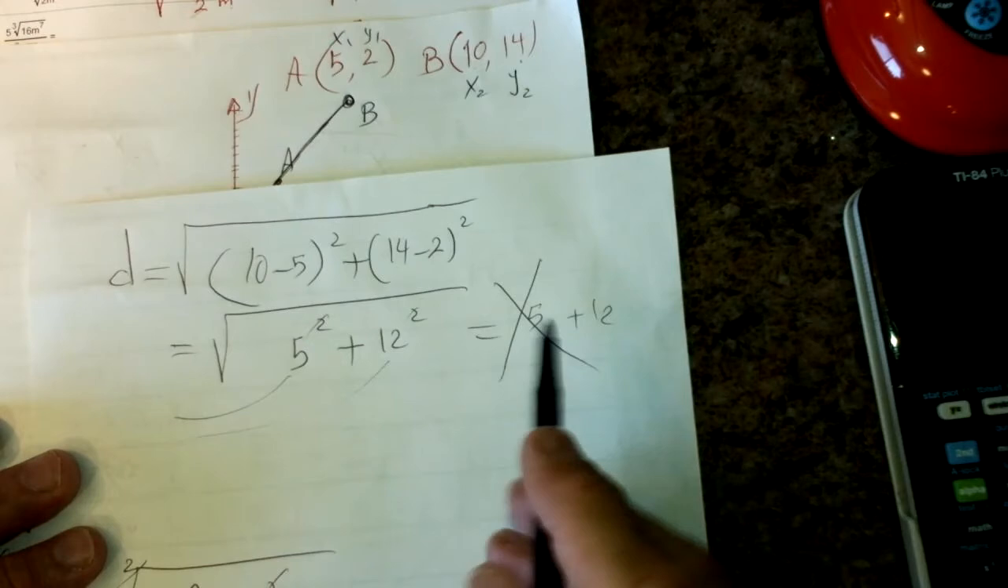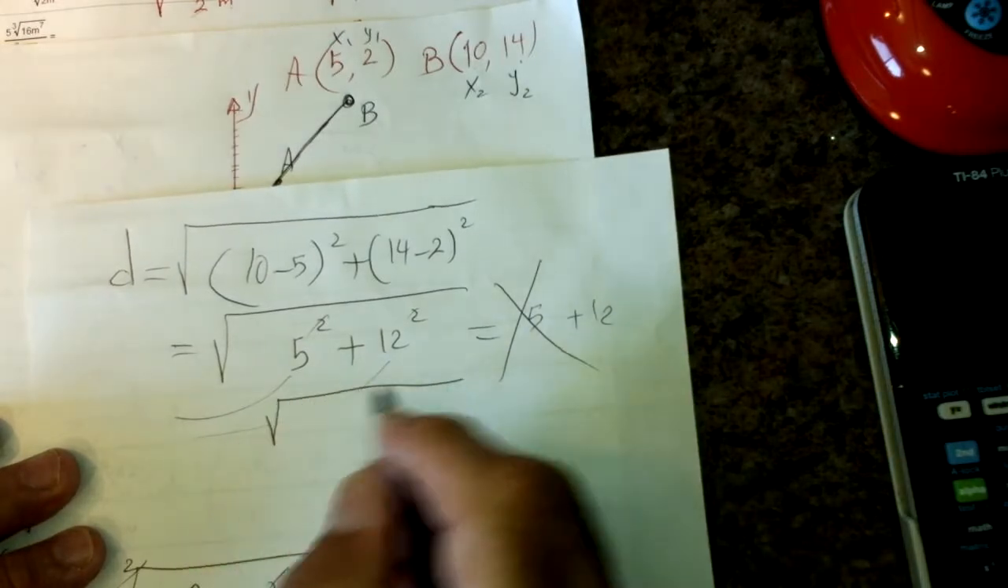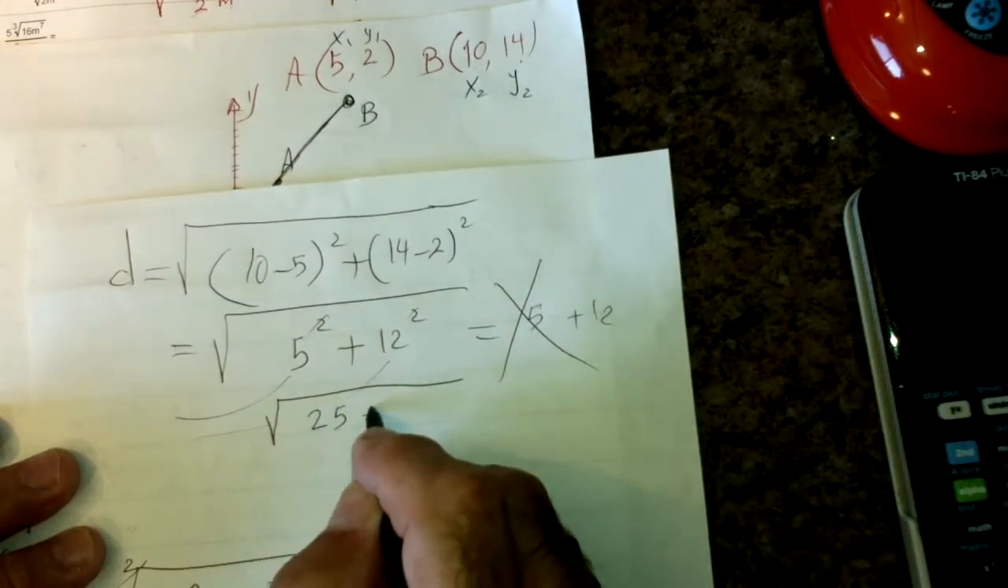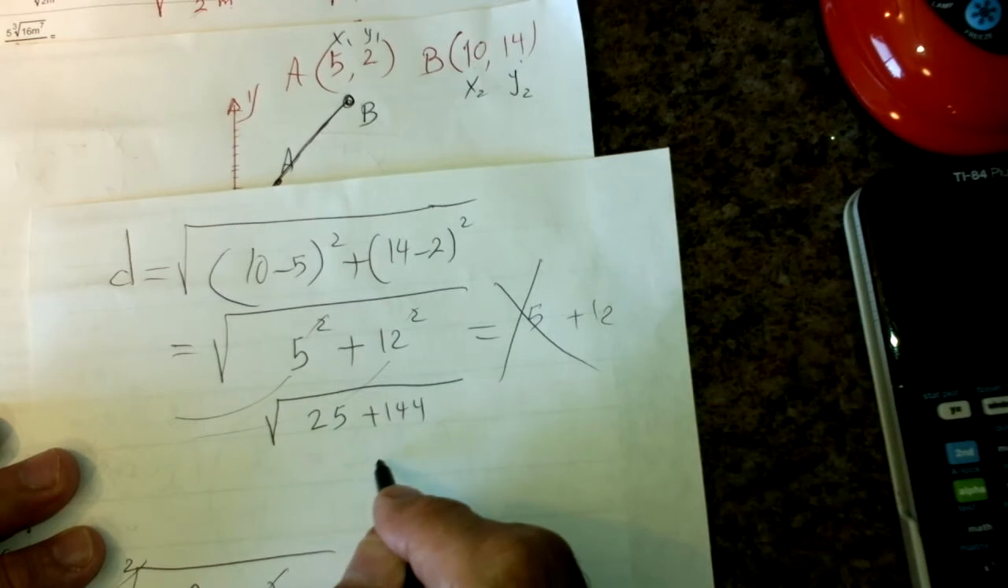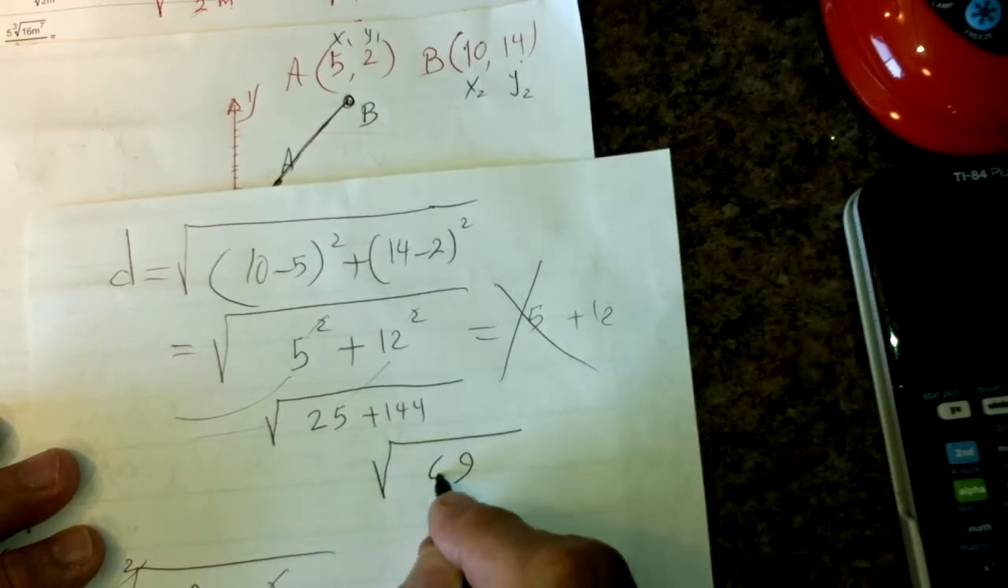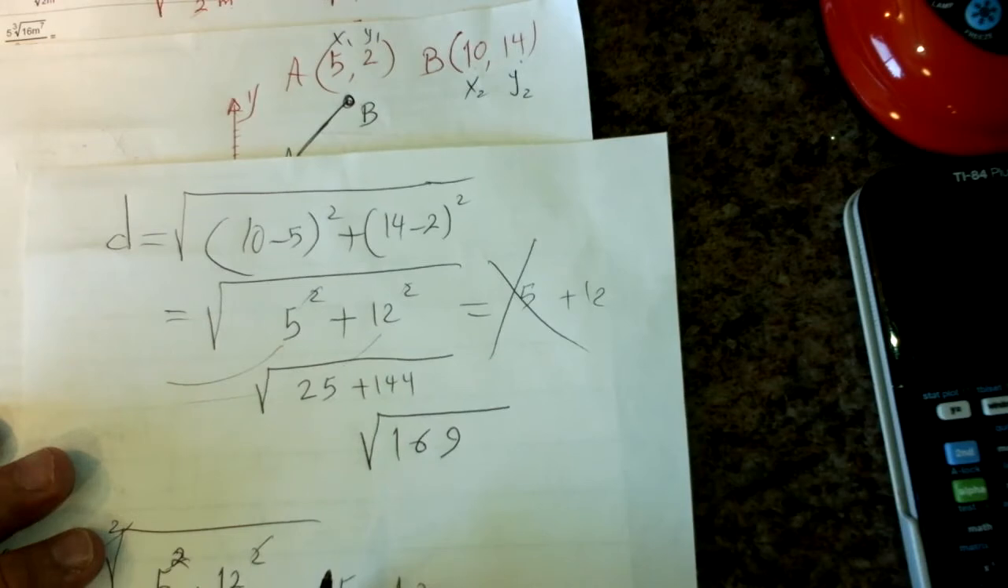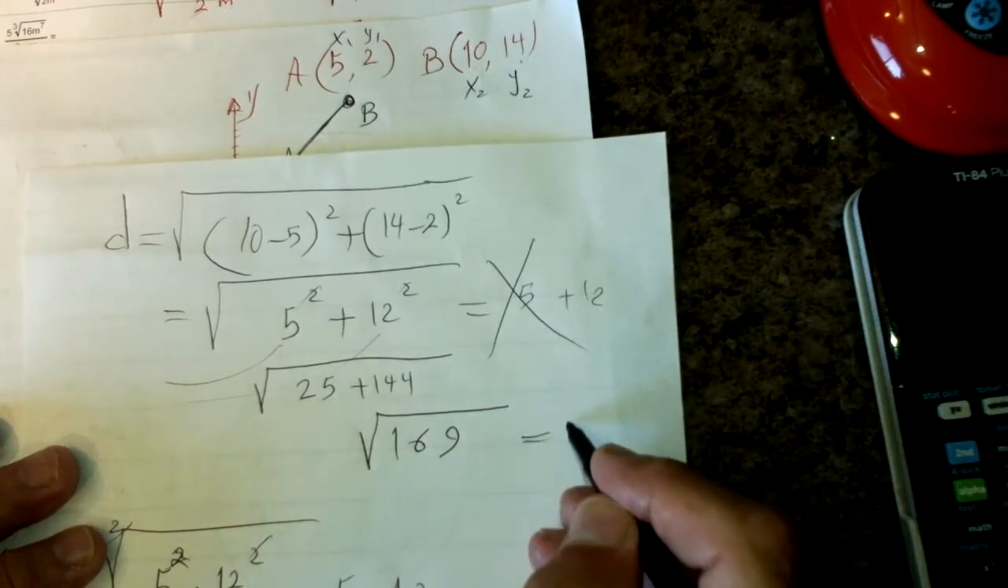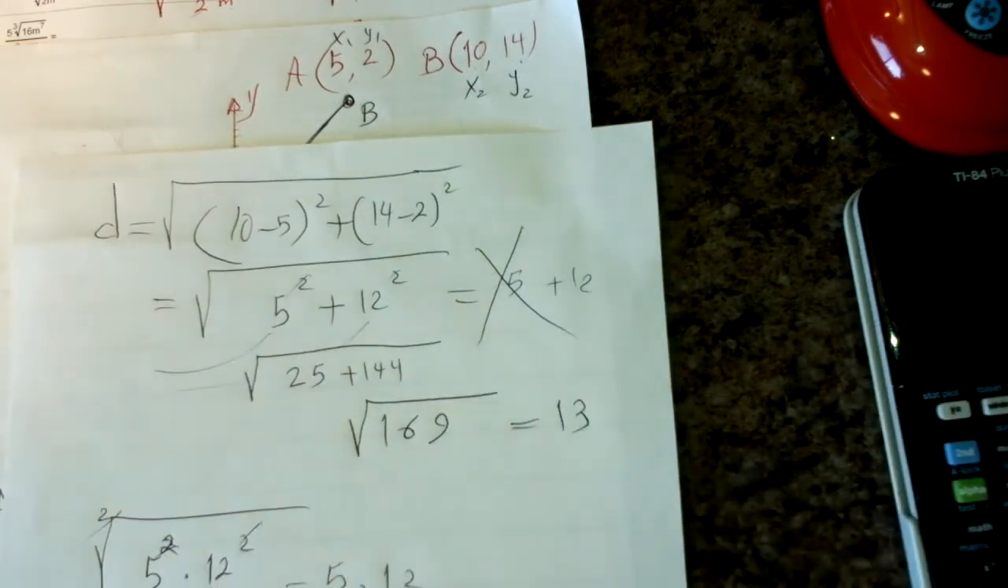When it's a sum, first you have to add these two, which is 25 plus 144. Okay, and then what you have under the radical is what? 169. What is the radical of 169? When you use your calculator it is 13.